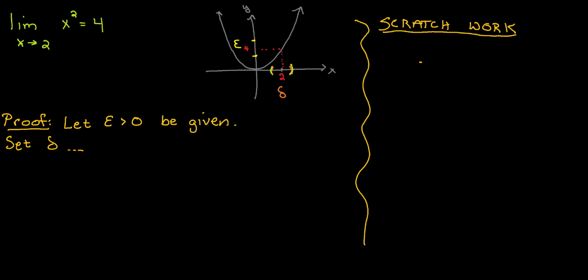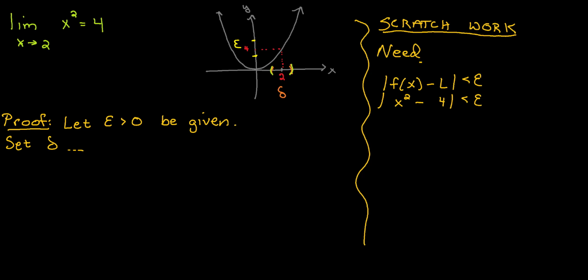So for our scratch work, here's what we're going to need. We're going to need |f(x) - L| to be less than epsilon. And in the context of our particular function, our f(x) is this x squared business. The L is the 4. And we need that to be less than epsilon, whatever that is.